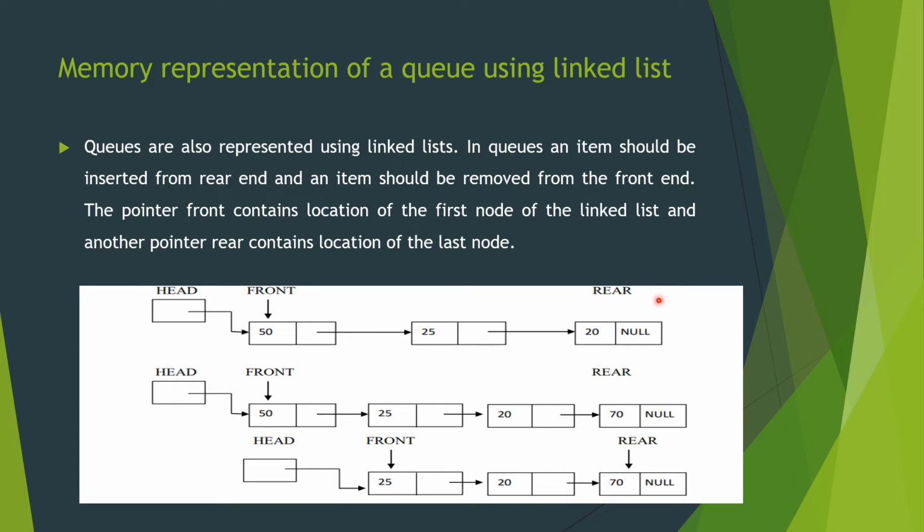Then one more element is inserted into this linked list. We have to create a new node, insert the element into it, then add it to the end of the list, that is, to the rear end. Then 70 as a new node is inserted after the last node of the linked list. This process we can call NQ. Then the last diagram shows that element 50 is deleted from the front end, so the front is moved to the next element, that is 25. Then the elements are 25, 20 and 70. This process we can call DQ.